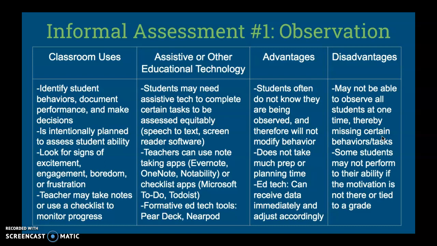Assistive tech that could be used to help make sure that students are assessed equitably includes speech-to-text apps or screen reader software. Teachers can use note-taking apps such as Evernote, OneNote, or Notability, or checklist apps such as Microsoft To-Do or Todoist. Formative ed tech tools that could be used include Nearpod and Pear Deck.